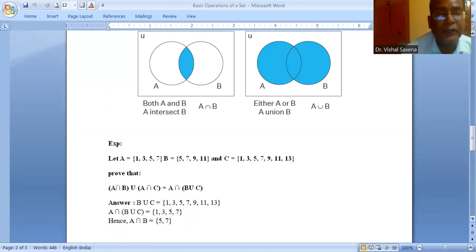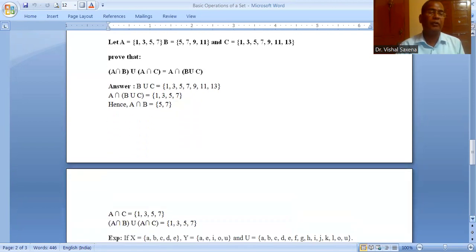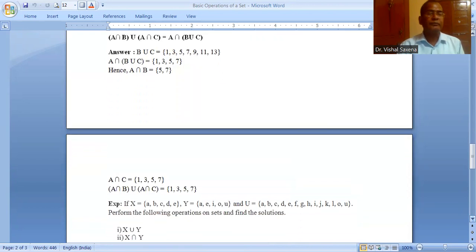Now next we have to find the left hand side, and therefore we are taking A intersection B, meaning the common elements of sets A and B. Looking at the two sets A and B, we can observe that 5 and 7 are the two elements which are in common in A and B.